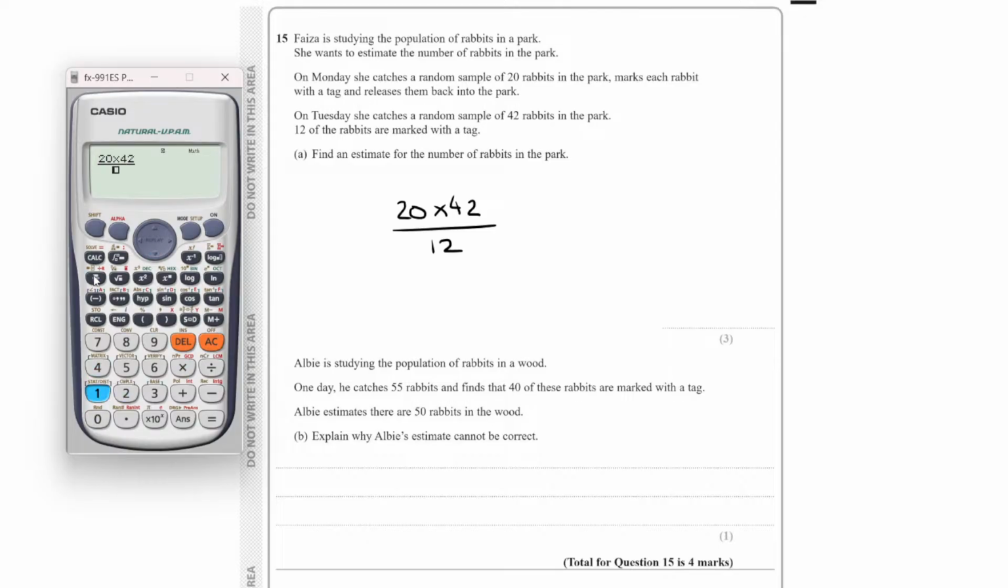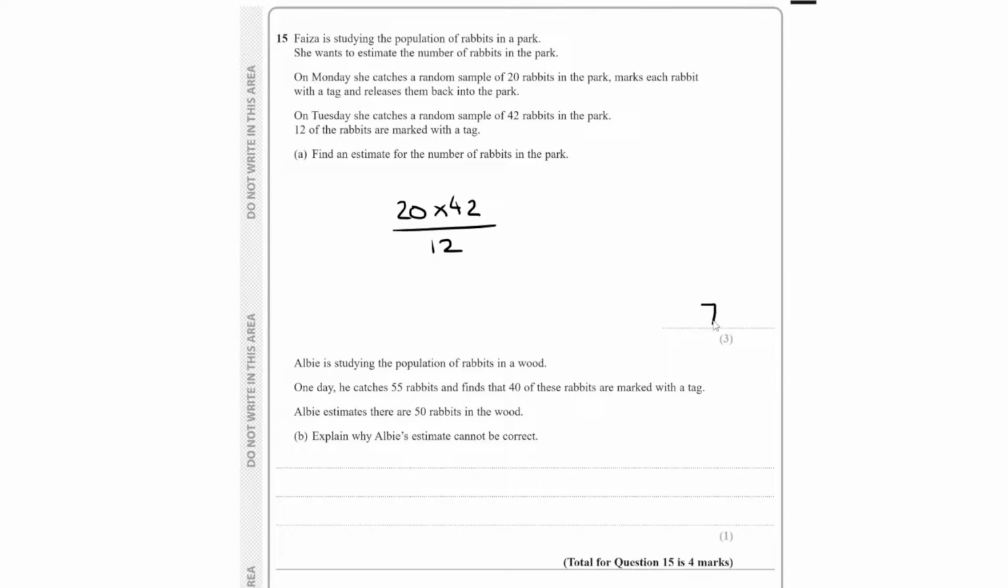20 times 42 over 12, 70. 3 marks. That's it. Yeah, you could do it separately like that if you want. 20 divided by 12 times 42. That's fine. As long as you get 70, then it should be correct. So yeah, that's a really nice 3 marks, to be honest. Then we've got part B. So Albie is studying the population of rabbits in a wood. One day he catches 55 rabbits and finds that 40 of these rabbits are marked with a tag. Albie estimates that there are 50 rabbits in the wood. Explain why Albie's estimate cannot be correct.